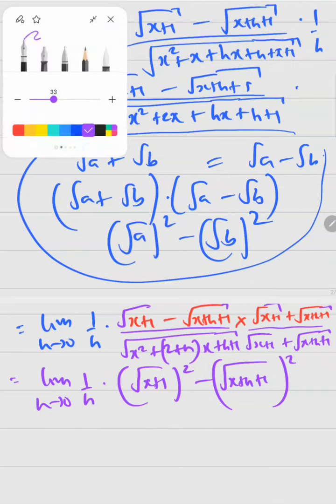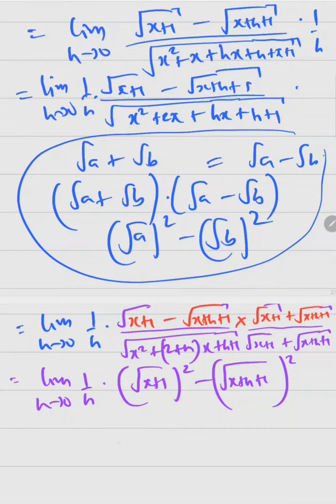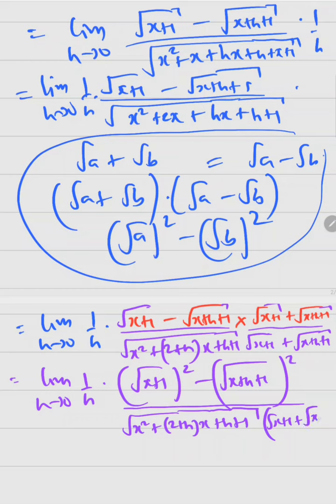So recall, when I have a plus b, a minus b, that is the same thing as a squared minus b squared. So that's how I obtain it. If that is cleared, if you do the same for the denominator, then I'm going to have square root of x squared plus 2 plus hs plus h plus 1. Then you have the product here, s plus 1 plus square root of s plus h plus 1. I hope you understand now.